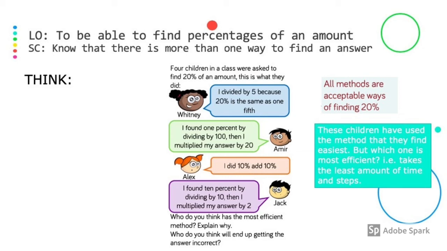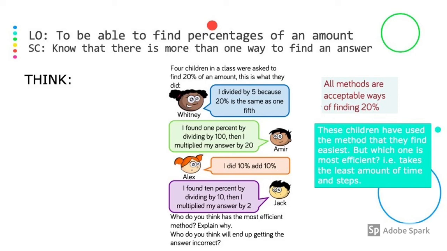The question then asks us, who do we think will end up getting the answer incorrect? And there's multiple answers to this. Amir, Alex and Jack are all doing more than one step in their answers, and therefore they all have the possibility and the potential to get the answer wrong. The only person who's likely to not get it wrong and to get the answer right is Whitney, because she's only doing one step to find her answer.